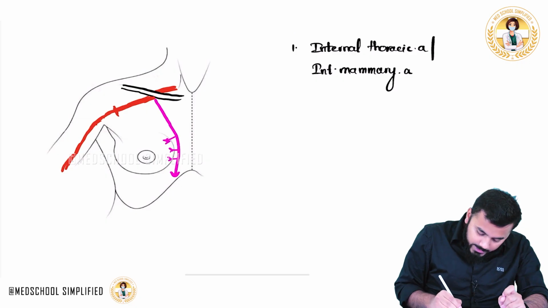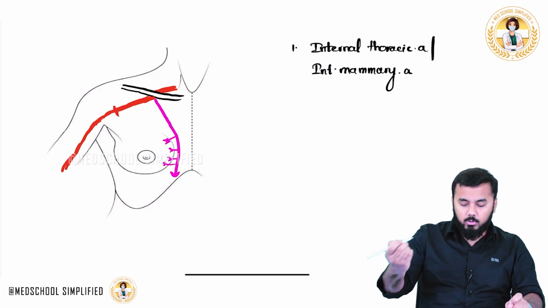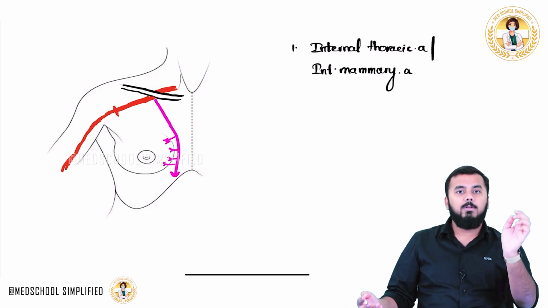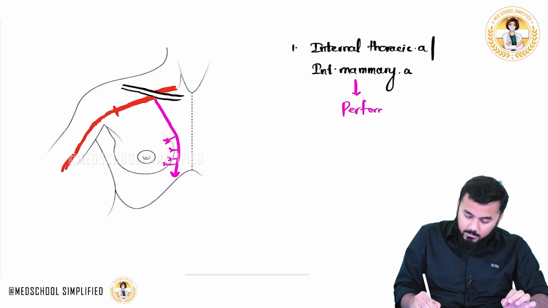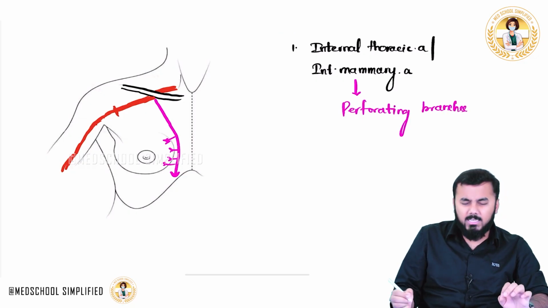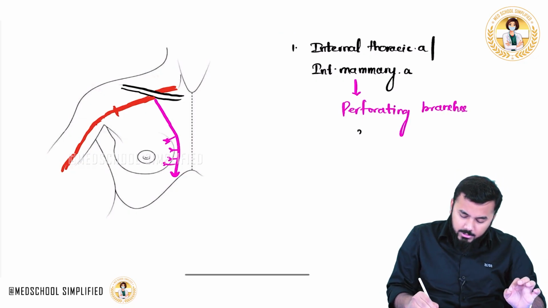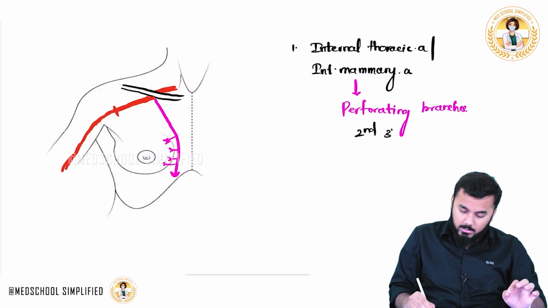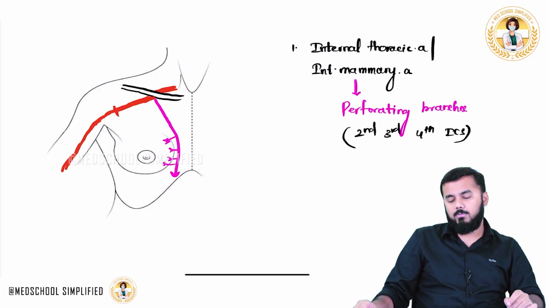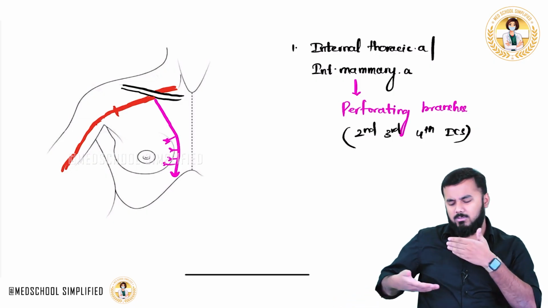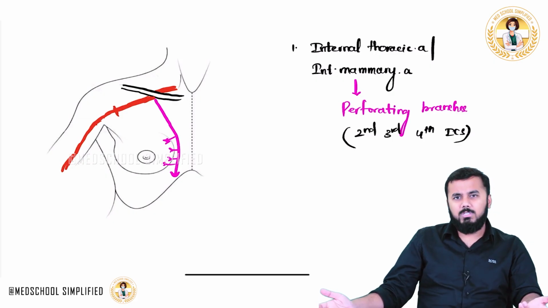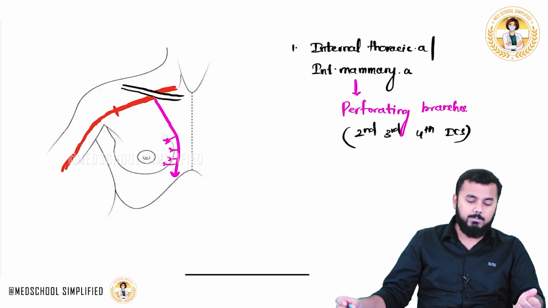Now these branches which are given by this internal thoracic artery, or the mammary artery, are called perforating branches. Just remember that it gives perforating branches to the second, third and fourth intercostal space. Why second, third, fourth, sir? Because I told you that the breast lies all the way from second till sixth. So it gives its contribution to the second, third as well as the fourth intercostal space.